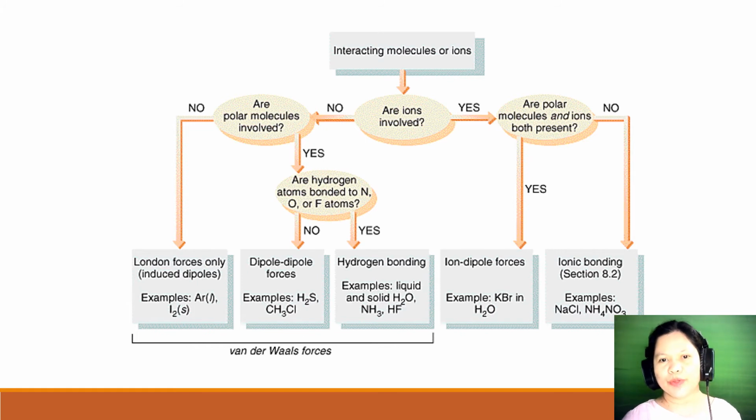Now all you have to do is identify whether there are ions involved. If yes, then ask again, are polar molecules and ions both present? If yes, then it is ion-dipole force. If no, then it is ionic bonding. Just like, for example, sodium nitrate and ammonia.